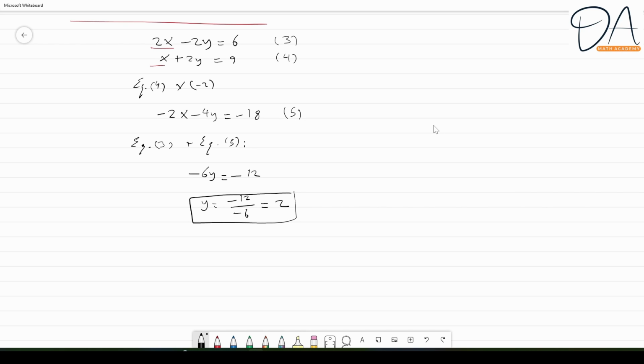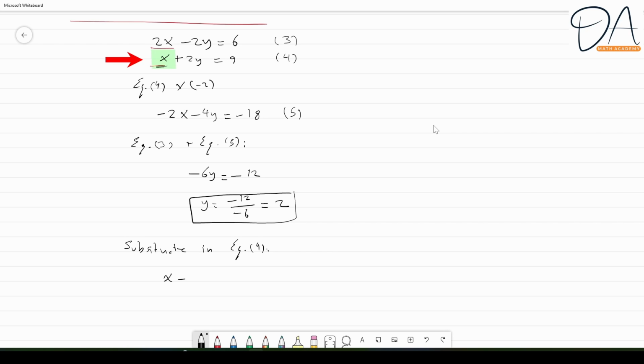Now, as we did before, we can substitute in any one of the original equations. If you look at equation 4, you can see that x has no coefficient. So when we substitute, we can get x directly without having to divide or do anything. So I'm going to choose equation 4. Of course, if you choose equation 3, you will still get the correct answer, except here we get x directly.